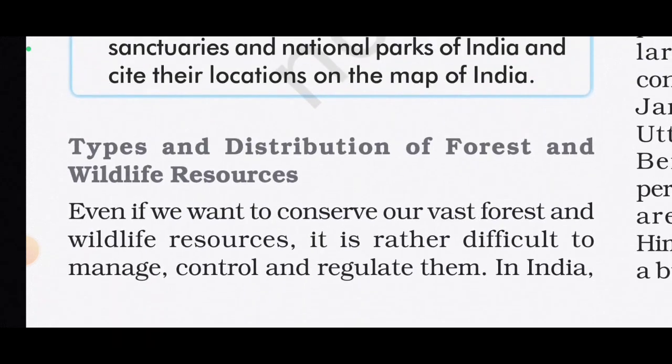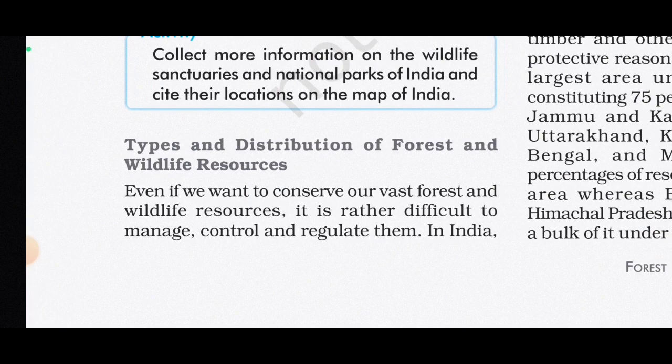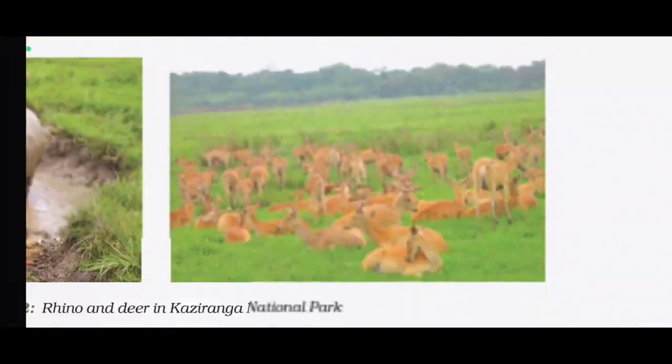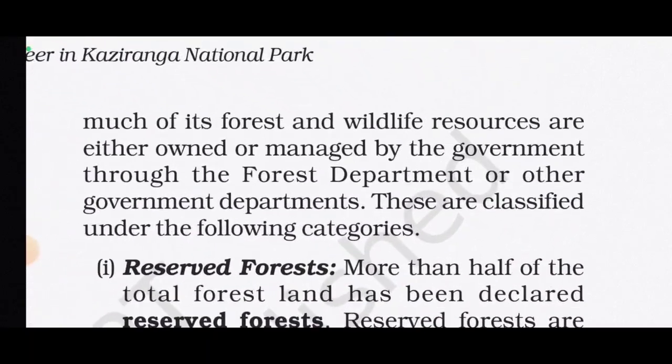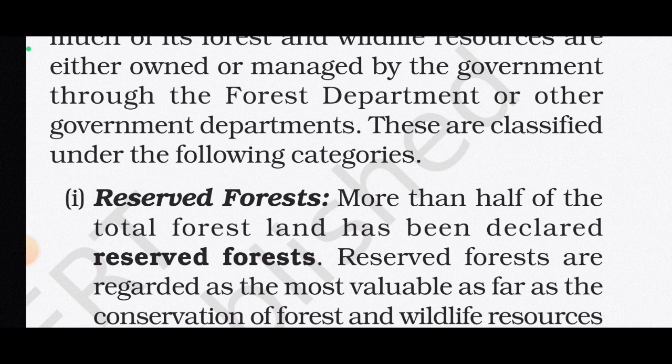Then types and distribution of forest and wildlife resources. So even if we want to conserve our vast forest and wildlife resources, it is rather difficult to manage, control and regulate them. In India, much of its forest and wildlife resources are either owned or managed by the government through the forest department or other government departments. These are classified under the following categories.